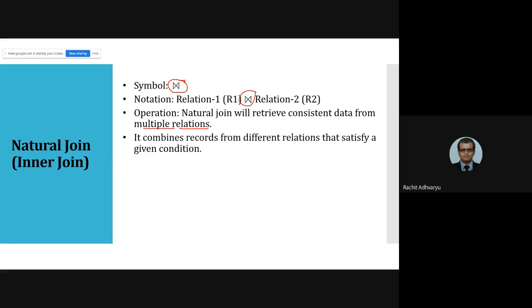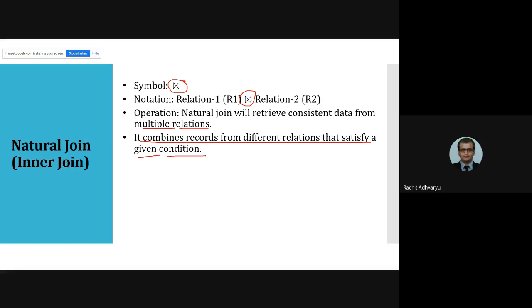So what it actually does is combine records from different relations that satisfy a given condition. Joins are always done on a particular condition. If you do not provide any condition while joining the tables, then it is ultimately a Cartesian product. But if you provide a condition, then it is more than the Cartesian product. That means we first combine and then remove the unwanted data.